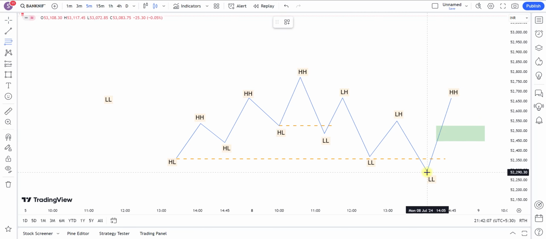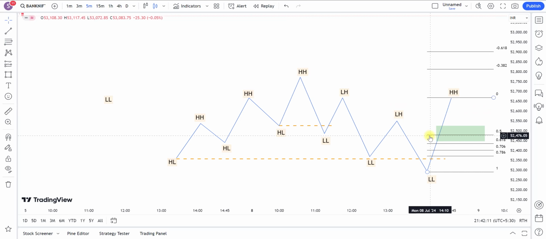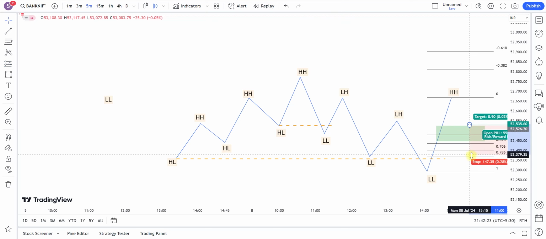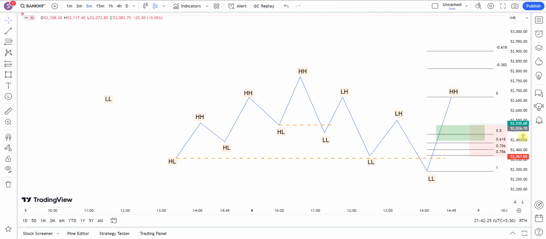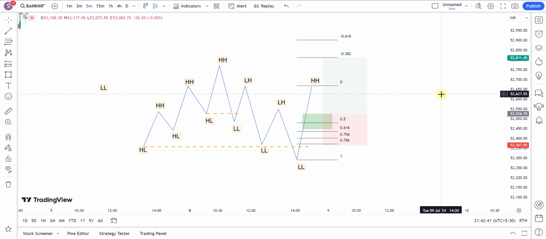With the help of the Fibonacci tool, we can identify the range of the market. Like I discussed, above 0.5 is the premium area and below 0.5 is the discount area. You can enter the trade once the 5-minute candle or 15-minute candle closes above this area, keeping an SL below this golden zone and targeting this higher high or the minus 0.382.